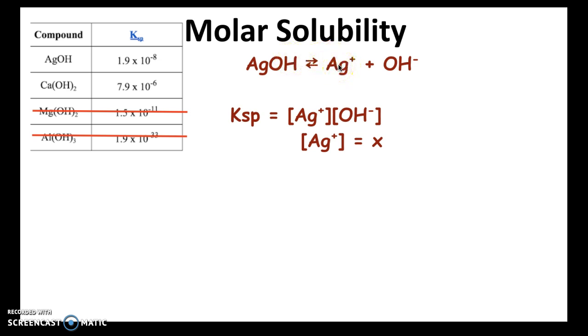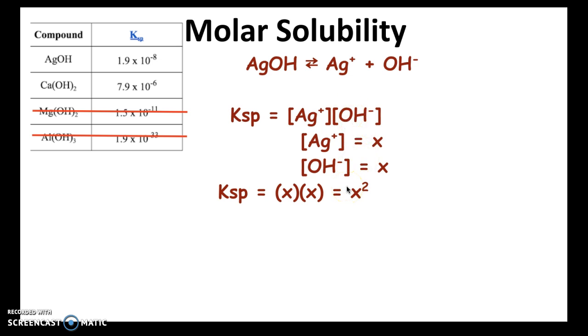And then the concentration of OH minus will also be X because, again, the coefficient here is 1, so it's just X. If the coefficient here was 3 or 2 or whatever, it would be 2X or 3X, but since it's just 1, it's just X. Now we're going to go ahead and plug the X in for our concentrations, and so we get the KSP is going to equal X squared. So we just take X and plug them in, and that equals X squared.